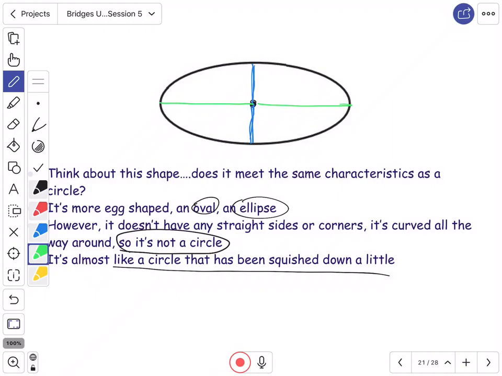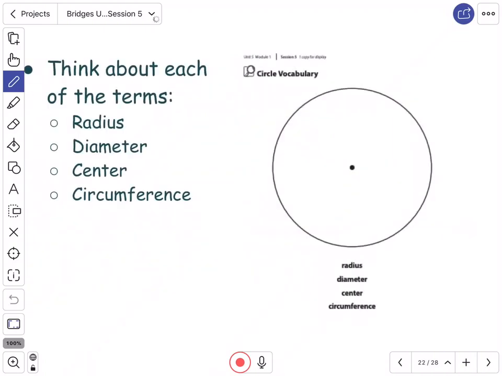But what you notice about this one is that if I were to go from here to here and from here to here, these would be the same distance, right? But if I were to go from here to here and then here to here, these would not be the same distance. Therefore, it is not a circle because all of them have to be the same distance and equidistant from the center in order to be considered a circle. So think about these terms: radius, diameter, center, and circumference.